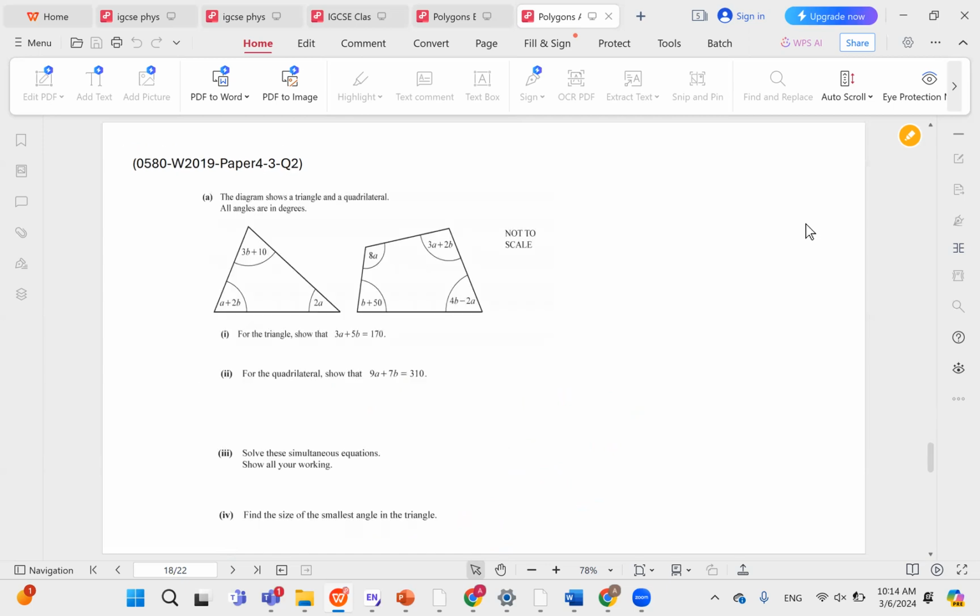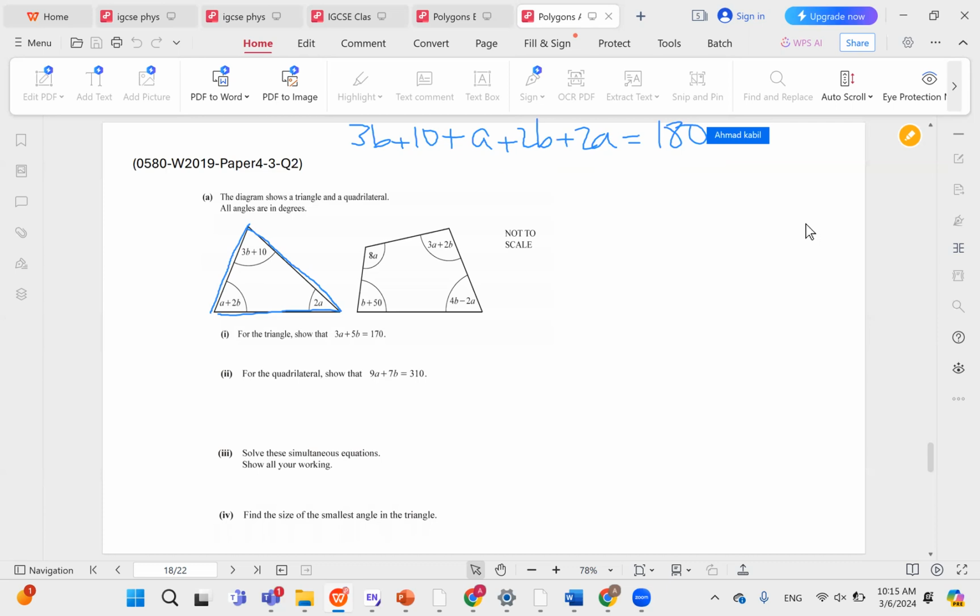The diagram shows a triangle and a quadrilateral. All angles are in degrees. For the triangle, show that 3a plus 5b equals 170. Now, this is quite simple. You should know that the sum of angles in a triangle is 180 degrees. So therefore, we just add them up. We have 3b plus 10 plus a plus 2b plus 2a. All of this is equal to 180.